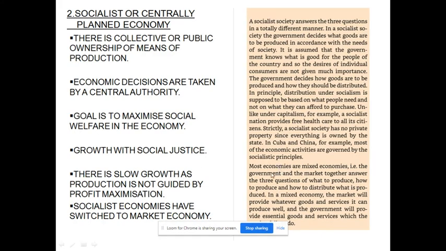economies. So now you have most economies as mixed economies where the government and market together answer the questions of what, how, and for whom to produce. So the government and market together produce. That is, there is a coexistence. In a mixed economy, the market provides whatever goods and services it can produce, and the government will also provide essential goods and services which the market cannot provide.